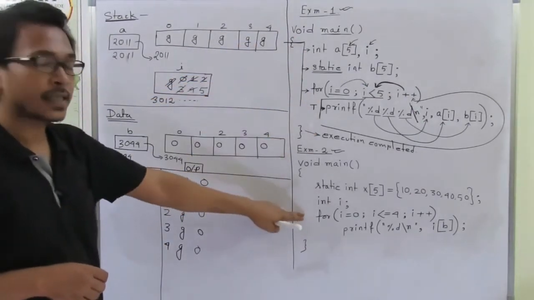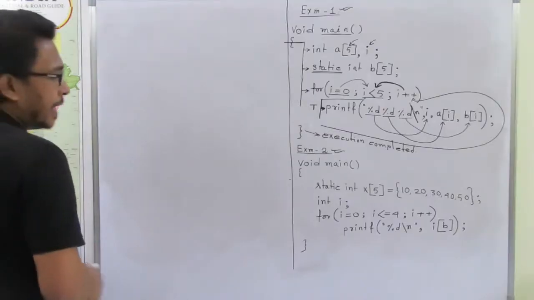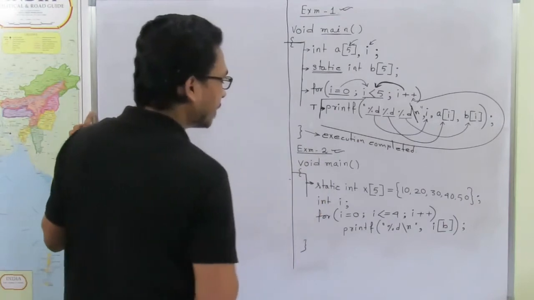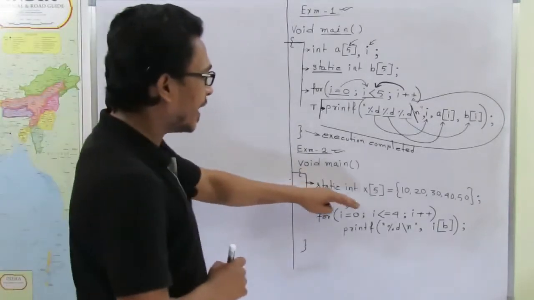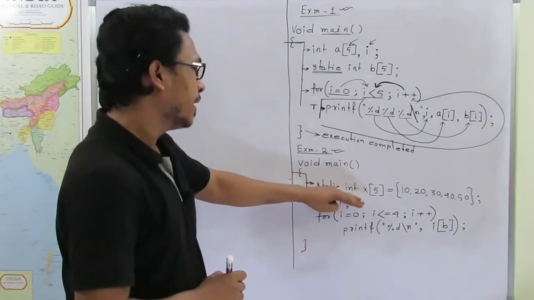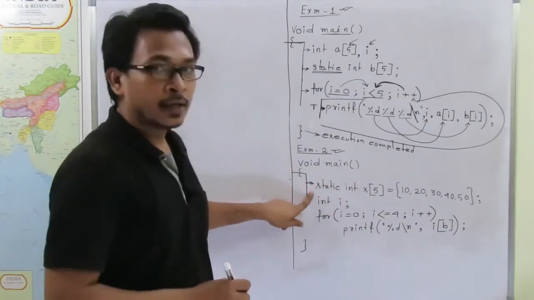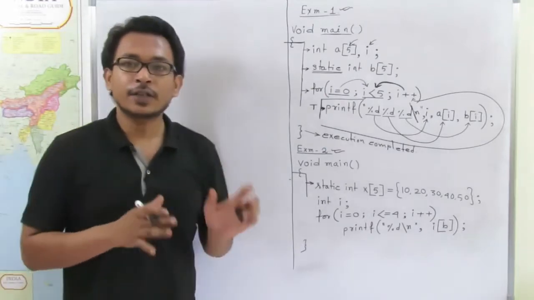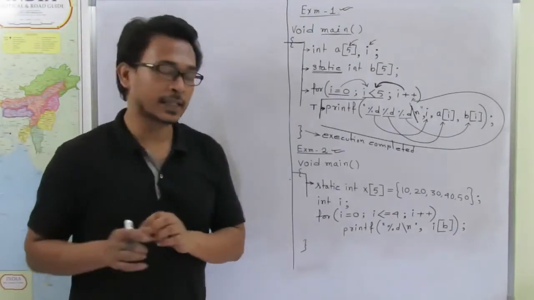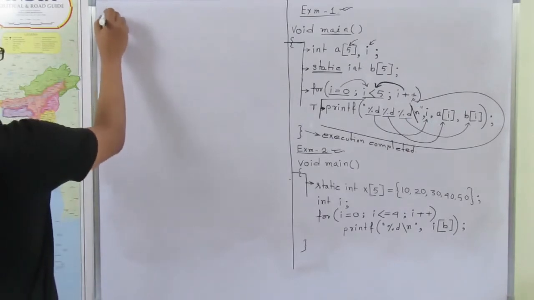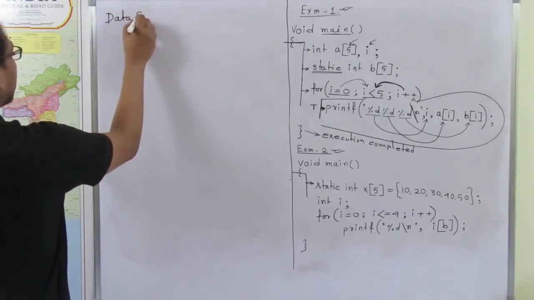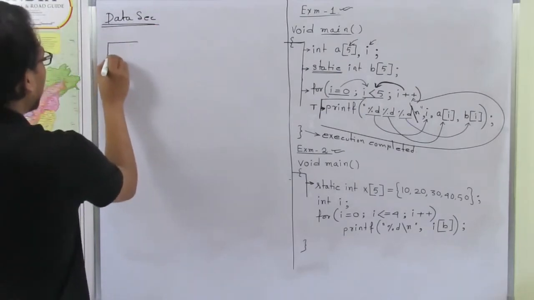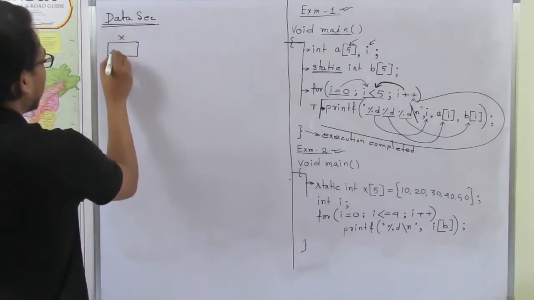Now coming to the next example 2. In example 2, again control starts execution from the main function, and inside main we declare an array x of integer type, but it is a static array. That means from where will memory be allocated for this array? Memory will be allocated for this array from the data section. Now in the data section, memory will be allocated for the array x.